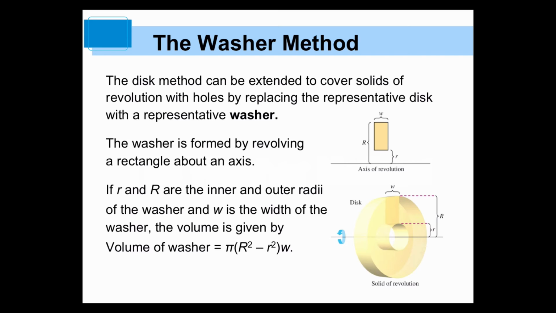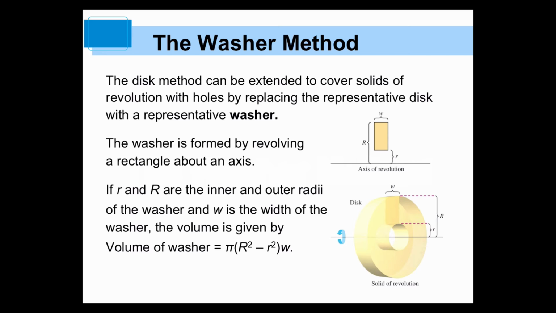Does that make sense? Yes. Okay. Are we good so far? Wait, so big R is farther away. Yep. Big R is the farthest distance away from the axis of revolution. Little r is the closest distance to the axis of revolution.